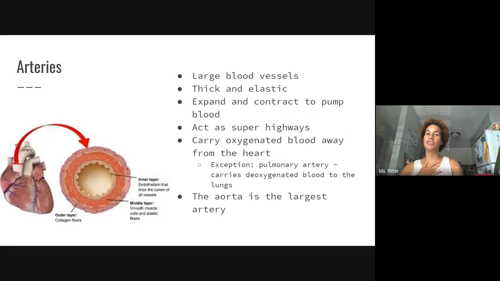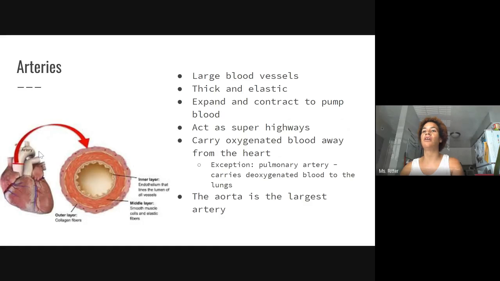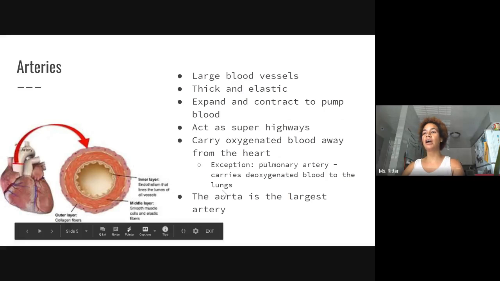And then finally, just wanted you guys to remember the aorta is the largest artery. So it would be this guy coming off the top of the heart, and it is the largest because it takes all that freshly oxygenated blood to the rest of the body.